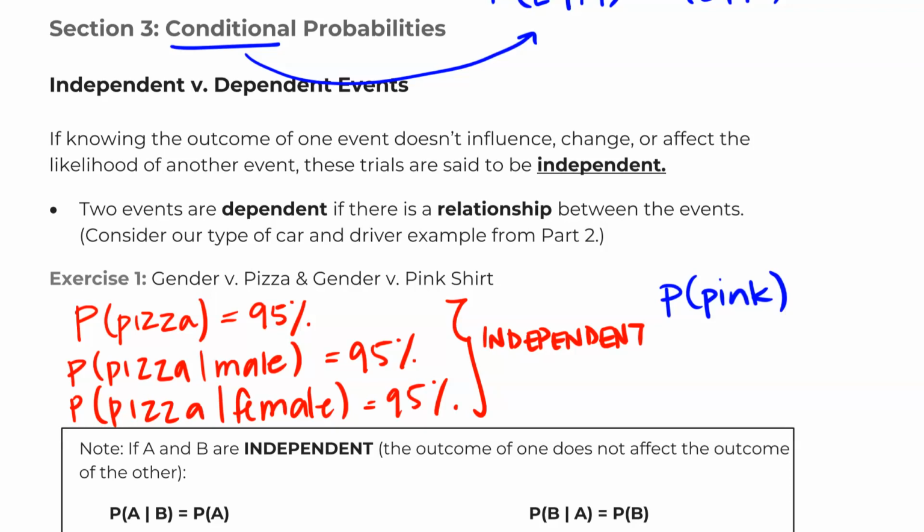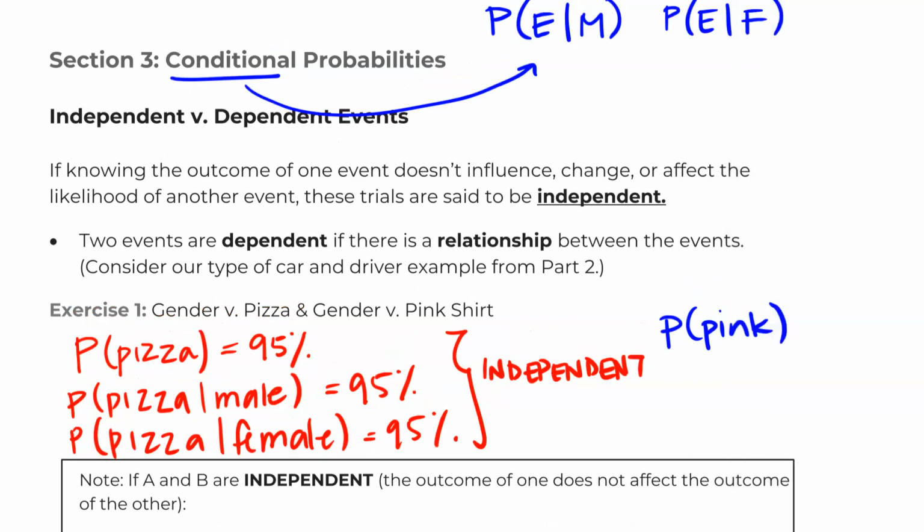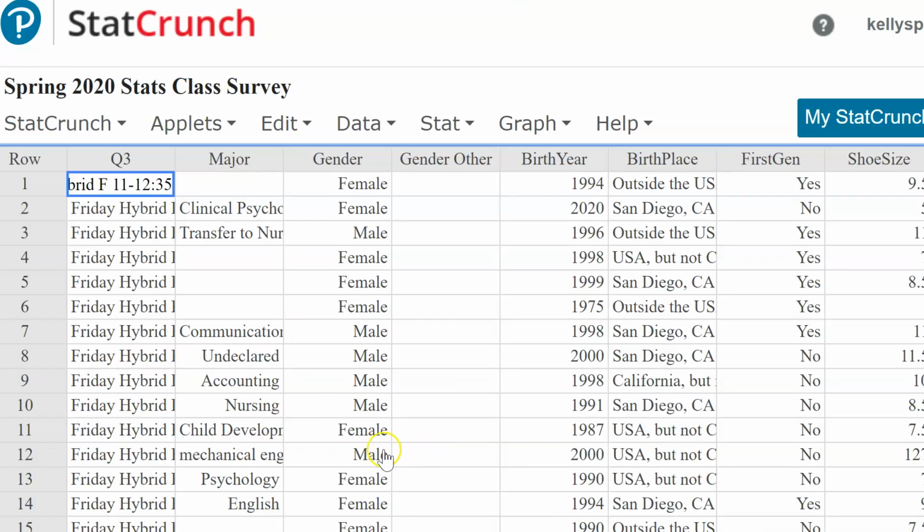Eek, I need to find my recording thing so that I can pause you while I grab that. Here's the data with the names removed.